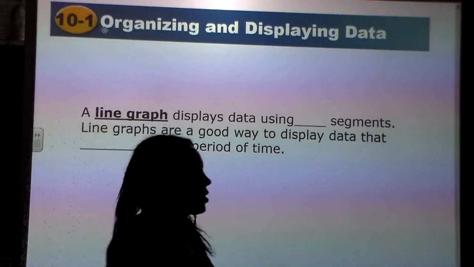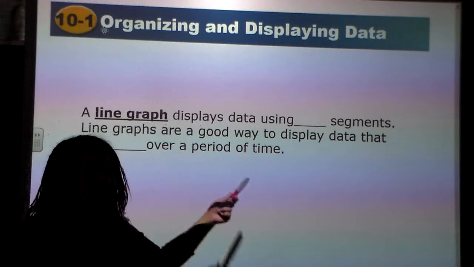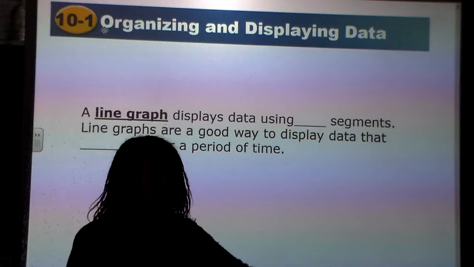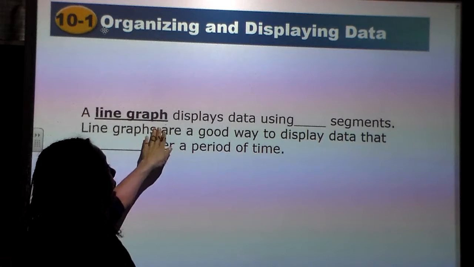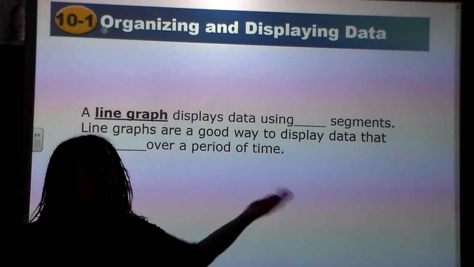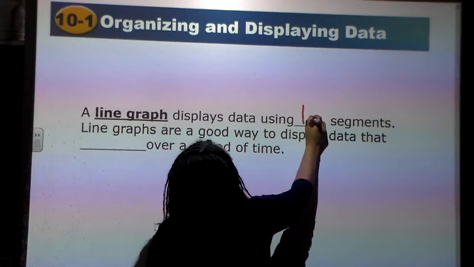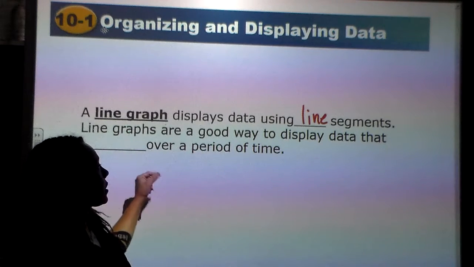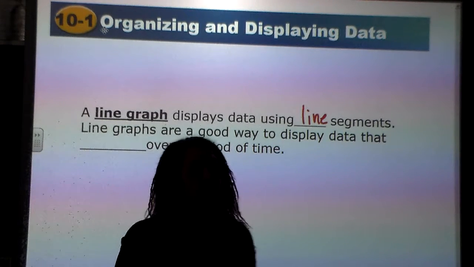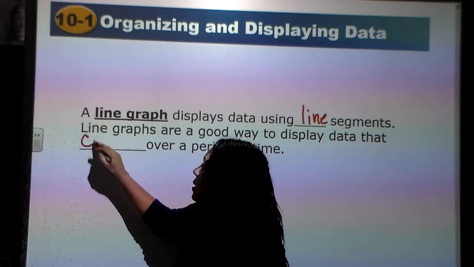Okay, so in this next section, we're talking about line graphs. Yesterday we were talking about bar graphs and double bar graphs. Today we're going to be looking at line graphs. A line graph displays data using line segments. All right? And line graphs are a good way to display data that changes over time.